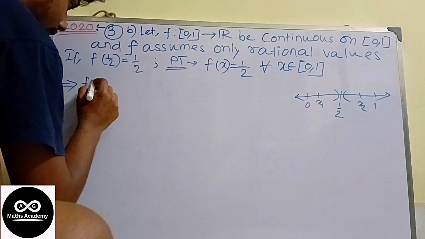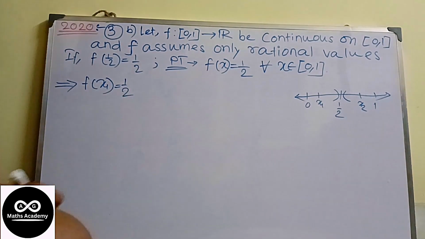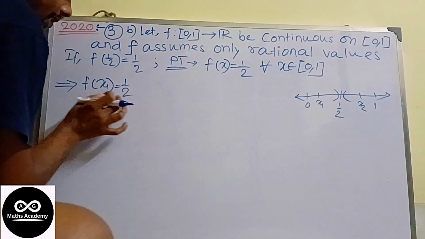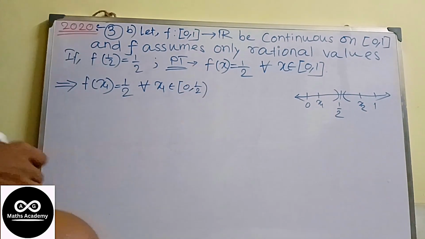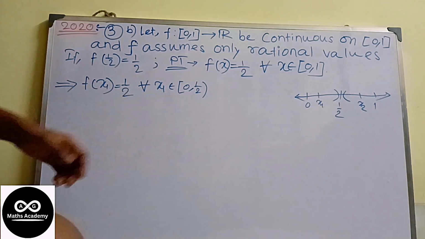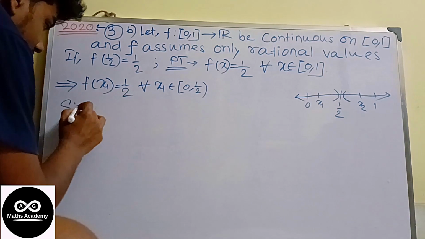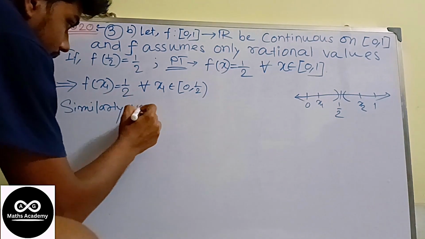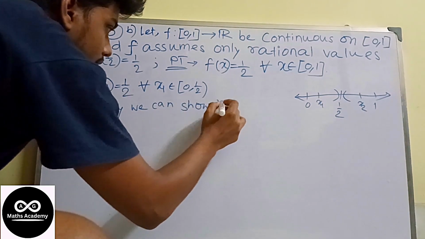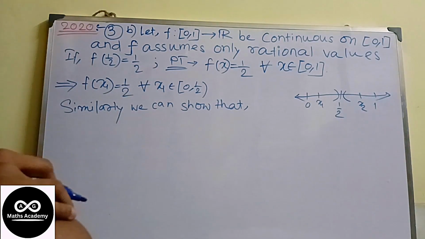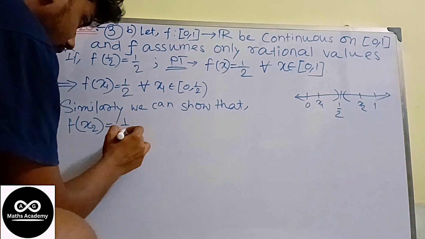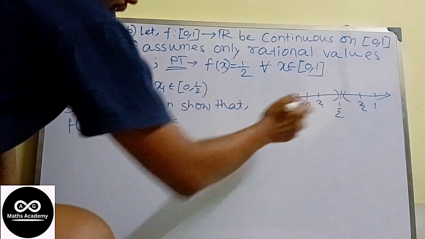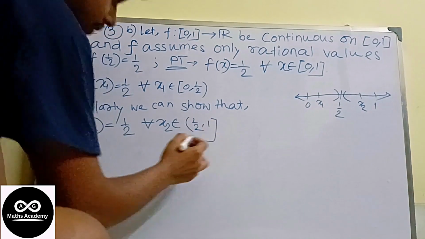So what do we get? f of x1 is half for all x1 belonging to closed 0 to half. Now similarly we can show that f of x2 is equal to half for all x2 belonging to open half to 1. All clear now?